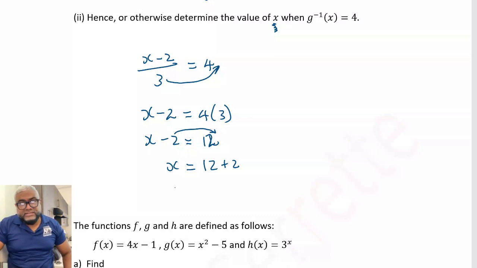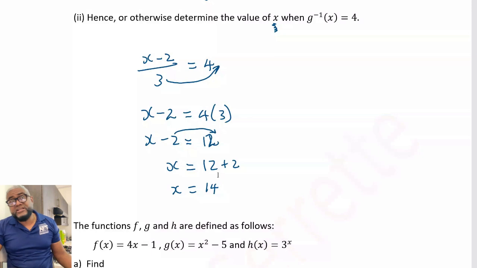Right, so x would be equal to 14. Simple addition, simple multiplication. You just have to know that if you add on one side, you minus on the next. If you minus on one side, you add on the next. Simple stuff, guys. Know you have to substitute, know what you have to do. Right?